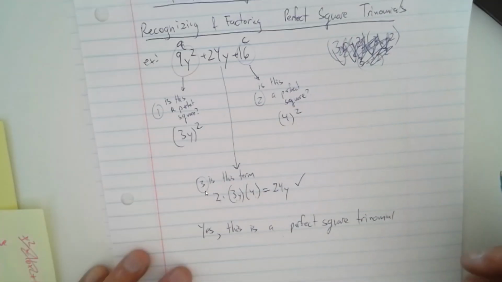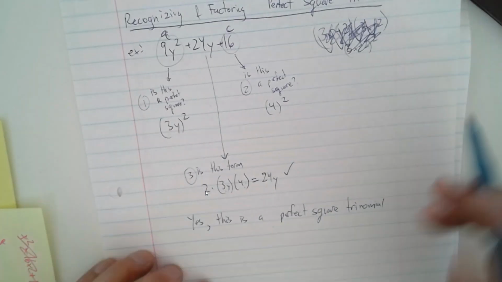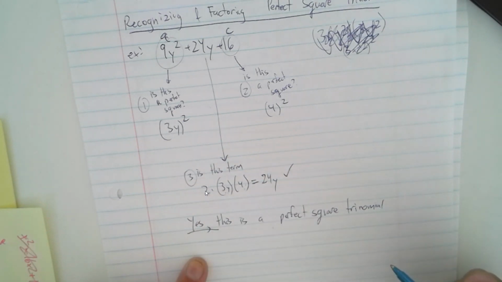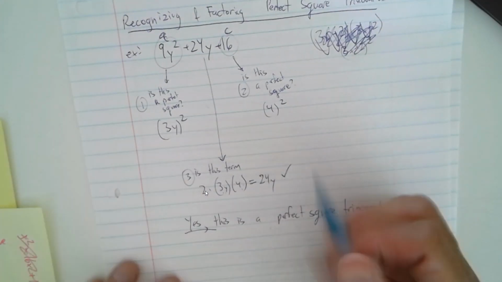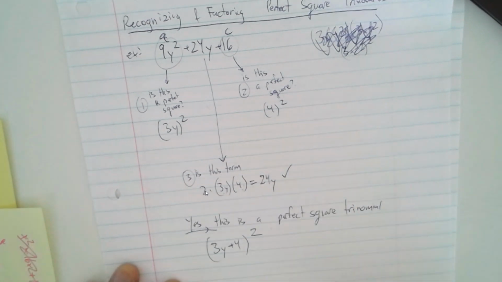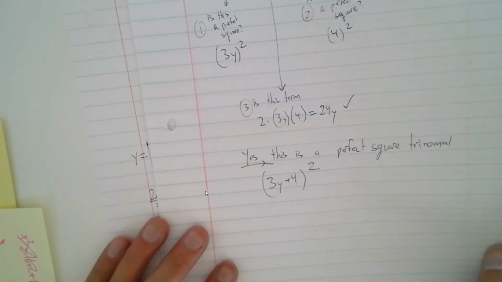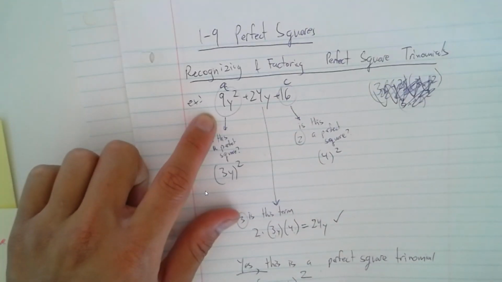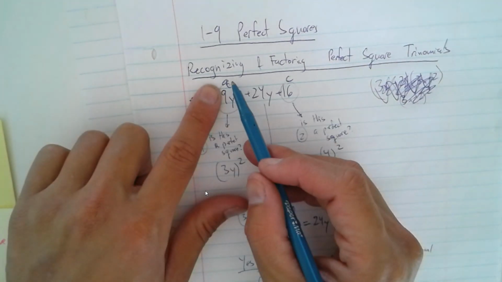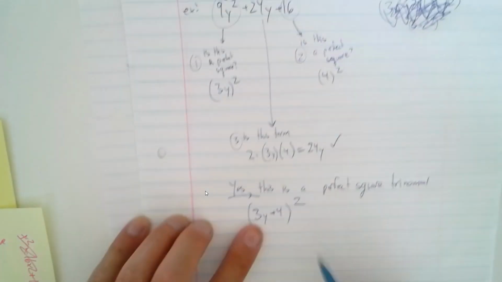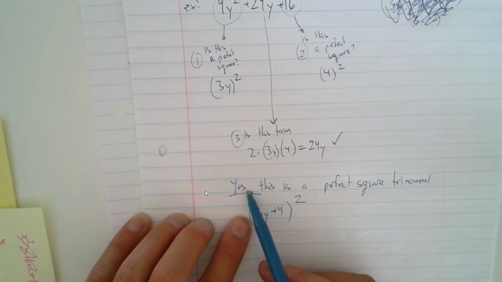So what that would look like as the final answer is yes for step 1, and also you would take these roots, 3y and 4, add them together, and then you just say squared. That's your final answer, the factored out version. The question would ask, can you factor this out, and can you tell me if it's a perfect square trinomial? That's what this section is called. Can you recognize if this is a perfect square, and can you actually factor it out? I just factored it out at the bottom, and yes, I did recognize it is a perfect square trinomial.